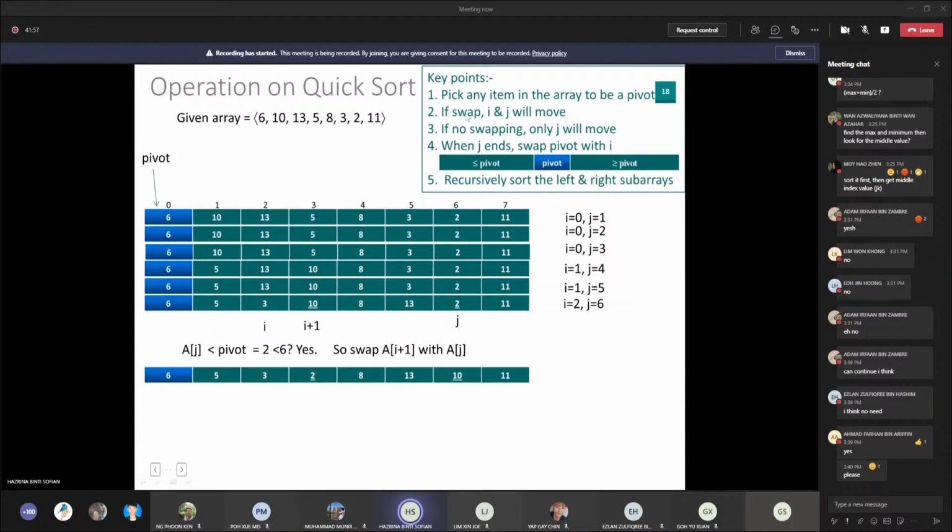After we swap it, I and J will move. So just now I was 2 and J was 6, right? That's why it becomes I3 and J7.